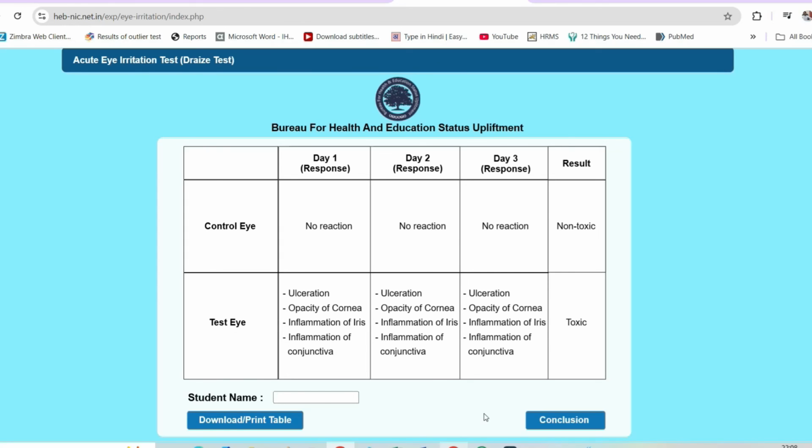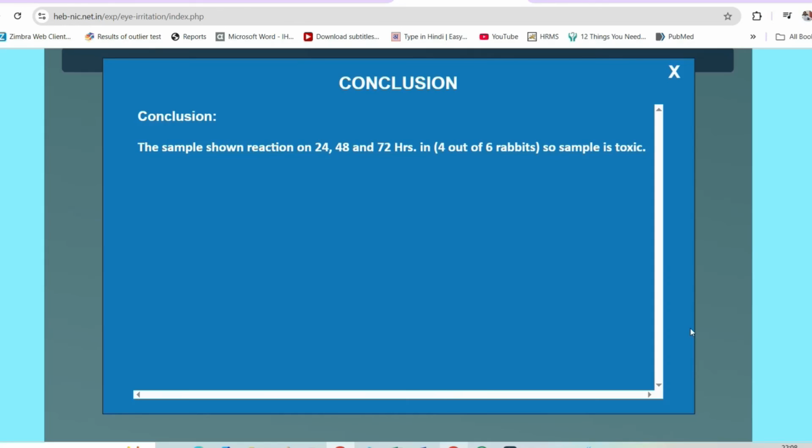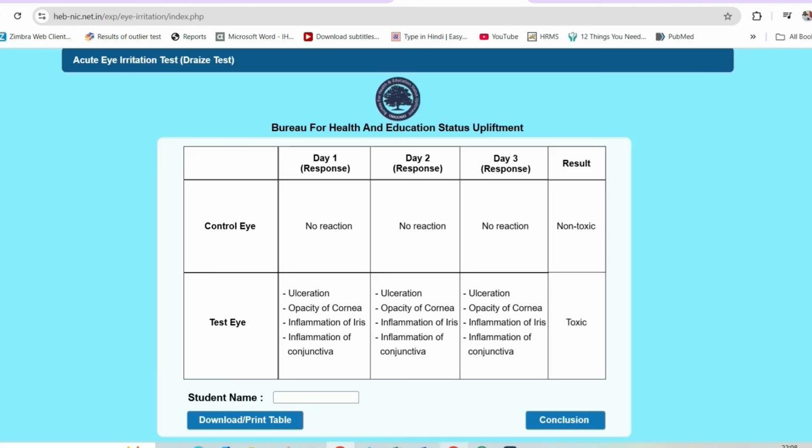Lastly, we will see the conclusion. In conclusion, the sample showed reaction at 24, 48 and 72 hours in 4 out of 6 rabbits, so the sample is toxic. It means out of 6, if 4 animals show a toxic result, the sample is toxic. So this was the conclusion.